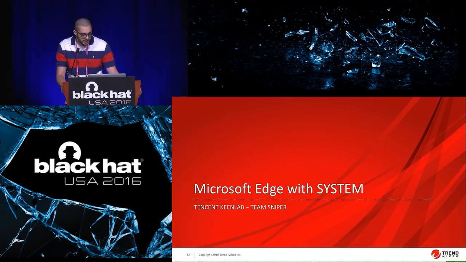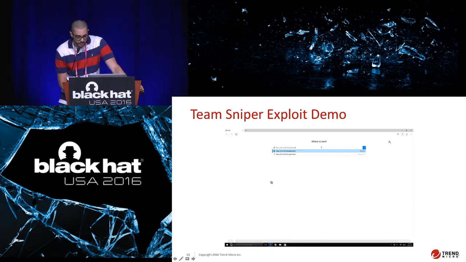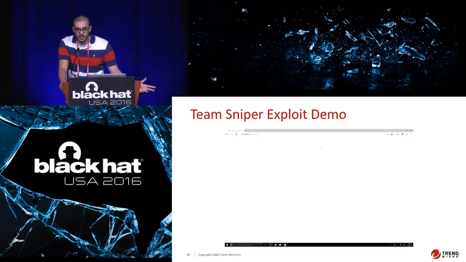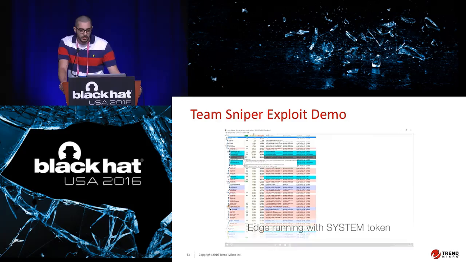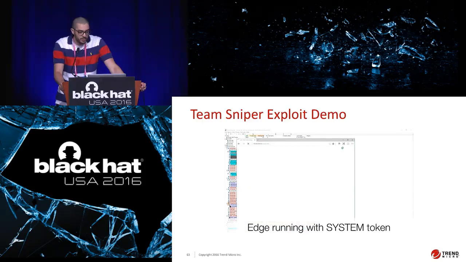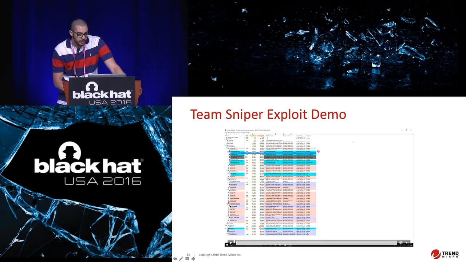So the next chain I'm going to be discussing is Qihoo 360 Edge to system. So this is a small video. They exploited two bugs too, one in Edge in the fill JavaScript method, which is an out-of-bound access. And they also exploited a buffer overflow in the DirectX graphics kernel driver. So in the demo here, they were able to steal a system token and modify the Edge token with that token. So now the Edge process would show that it's running under system.